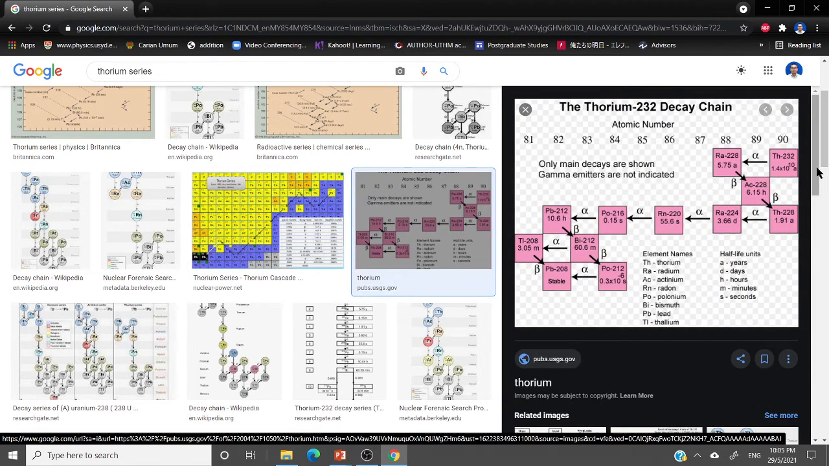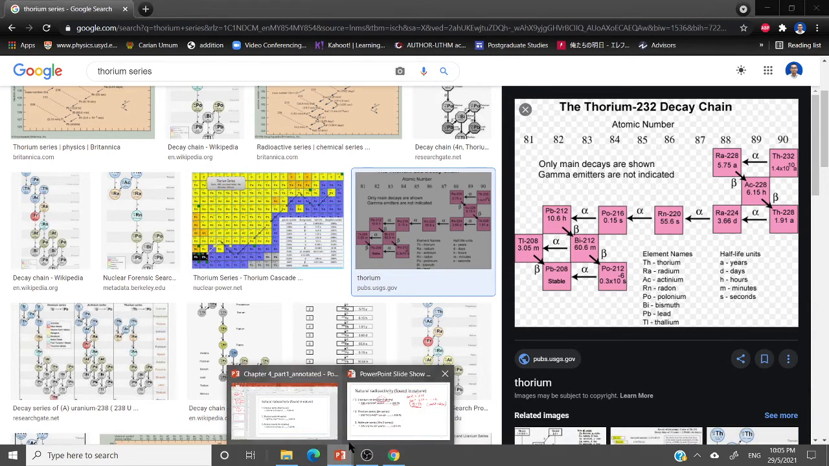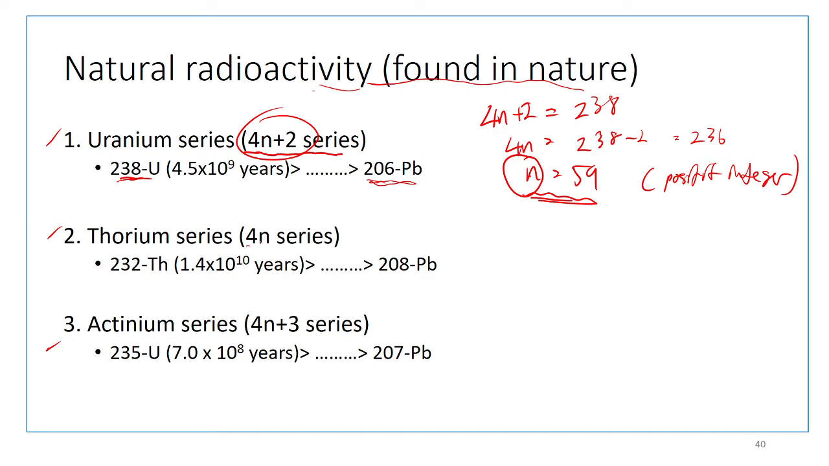Okay, this one, thorium 232. If you divide by 4, there will be no remainder. 232 divided by 4, you get 58. And then let's try bismuth. 212 divided by 4 is 53. So any nuclide you try, the mass number of each nuclide will follow 4n.